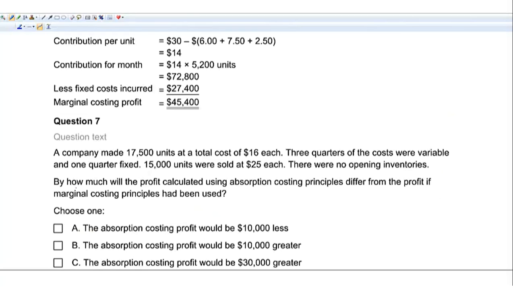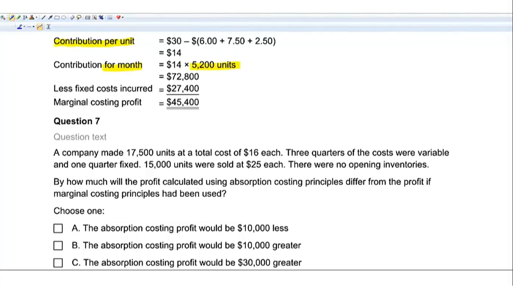Let's look at pulling the numbers together then. You can see that it's laid out very clearly for you in the solution. It's noting what we wanted to do. We said we wanted to calculate the contribution per unit, and then to get the contribution for the month, we would multiply the contribution per unit by the number of units sold in the month.